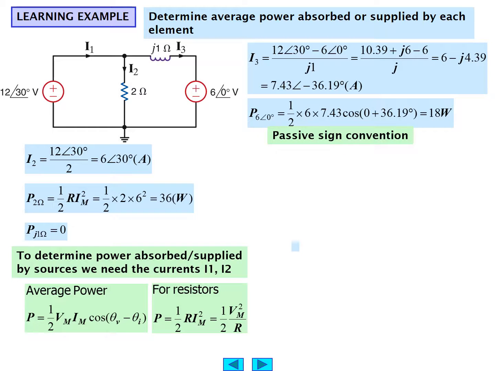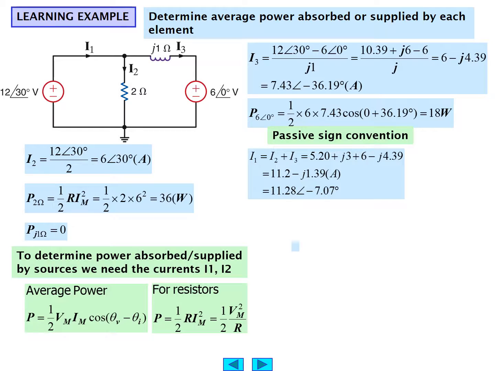So at this point, we do know a variety of different solutions. We can now calculate the power that is being provided by the 6 volt angle 0 source. That would be 1/2 times 6 times 7.43 times cosine of theta V minus theta I. Well, theta I happens to be negative, and theta V is the phase angle of the voltage source, which is 0. Minus a minus makes a plus 36.19 degrees. We get 18 watts, which is what that particular power supply is providing.